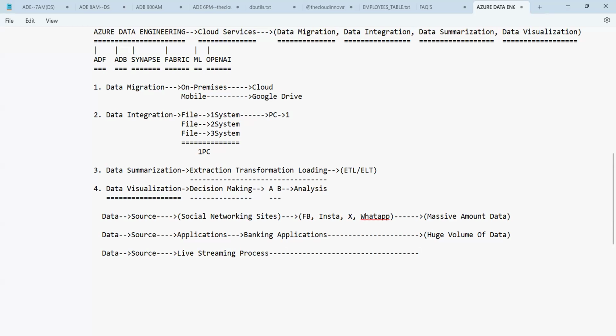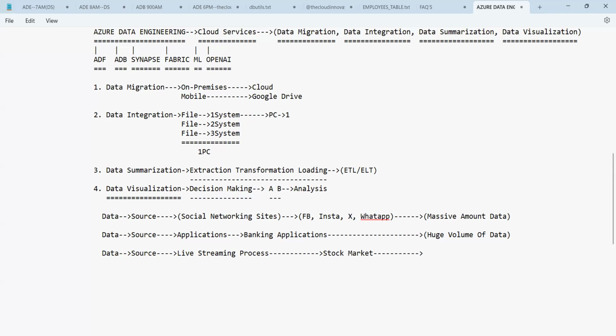So live streaming means what, guys? Getting the data from the stock market, and so on. All of this is called live streaming. What is another source of live streaming process? You can say even this one: live cricket matches that will be going on.